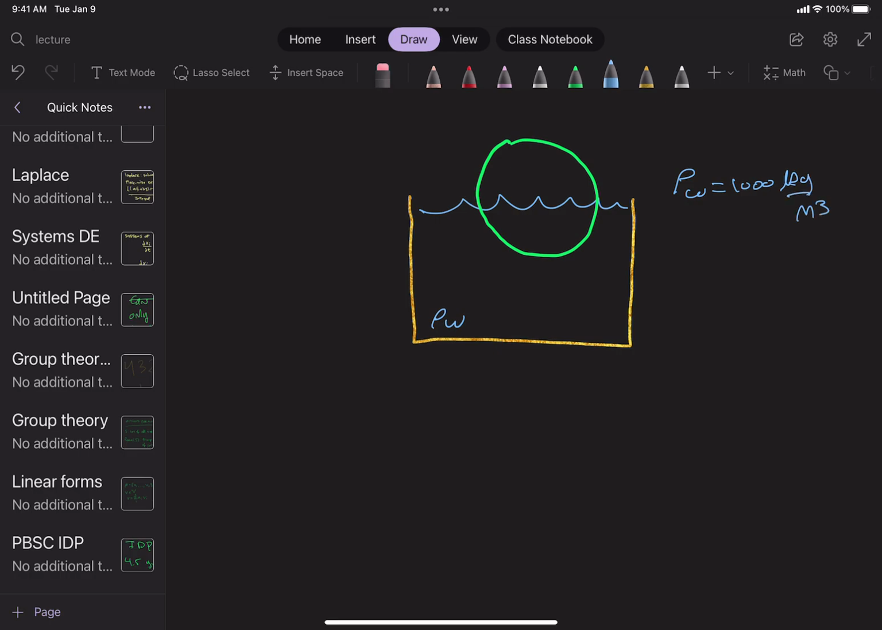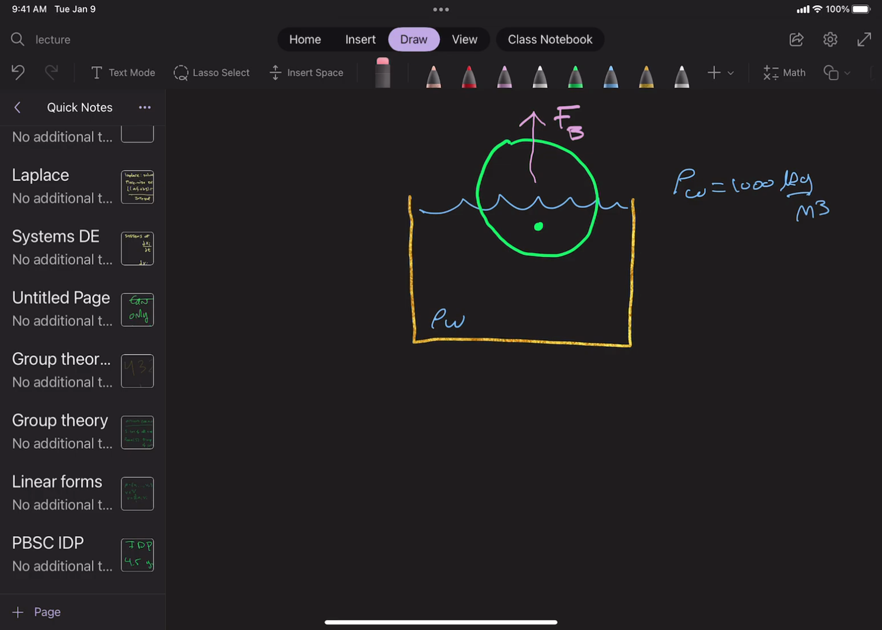But if there was no water, the weight of the ball would make it fall down to the floor. But the ball floats, and the only way that that's possible is if there is another force that balances out the weight. And that force that makes it float, we're going to call the buoyant force. I'm going to call it F sub B. So this is the force that we're going to investigate today.